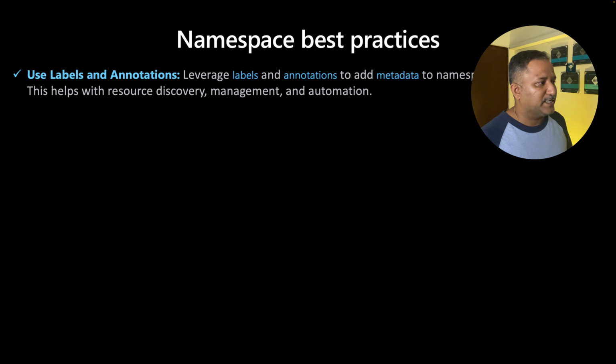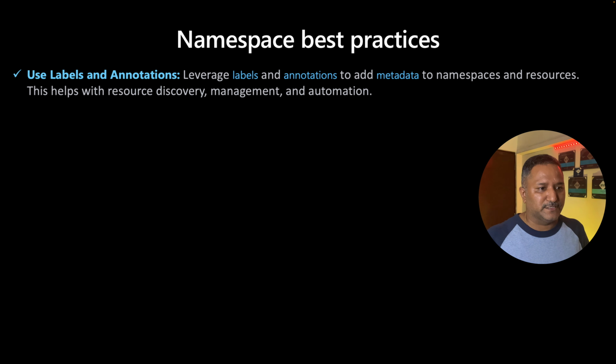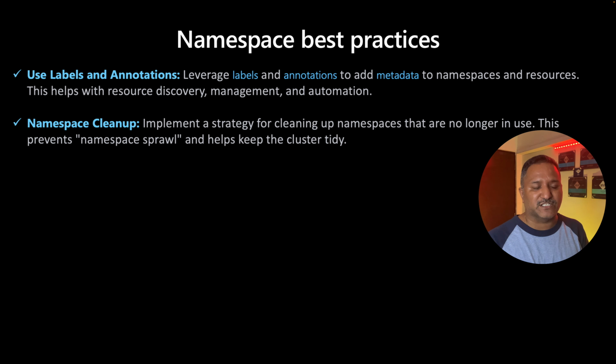The next best practice is to use labels and annotations. This is from the management point of view, where we want to automate things, and when we want to discover things. Annotations and labels help us to add metadata to our namespaces and the resources associated with those namespaces. So it becomes easier to find, locate, and search for resources using things like labels and annotations.